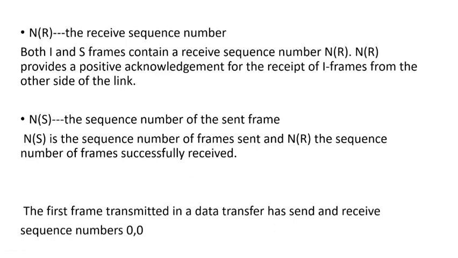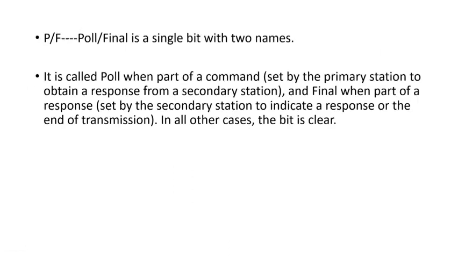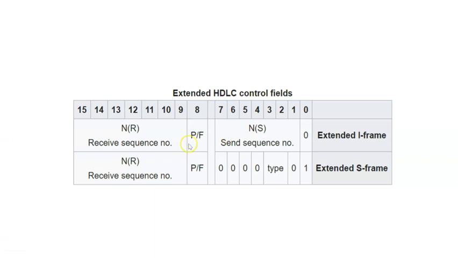The first frame transmitted in the data transfer has send and receive sequence numbers 0 0. For the first time, if you are transferring data using HDLC, the first frame has NR and NS equal to 0 0. So that's all about NR and NS. Next is P/F. Poll/final is a single bit with two names. Now what is P/F? You can see here that P/F is actually one bit.